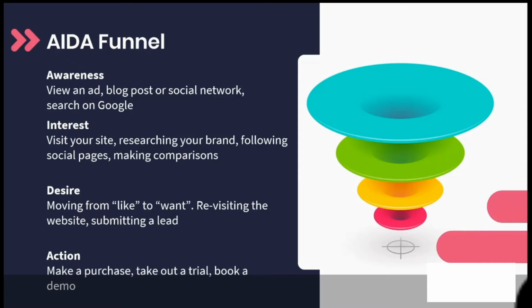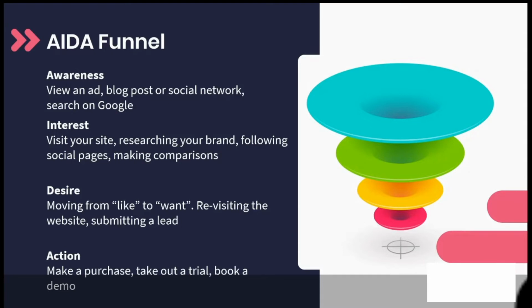This would move on to desire, where people move from liking a product or service to wanting it. They might be visiting the website again, perhaps submitting a lead if this is the business model. But here it is really about the business's marketing content, highlighting why your product or service is so good. And finally, action. And this would be where a consumer would make a purchase, perhaps take out a free trial or book a demo.